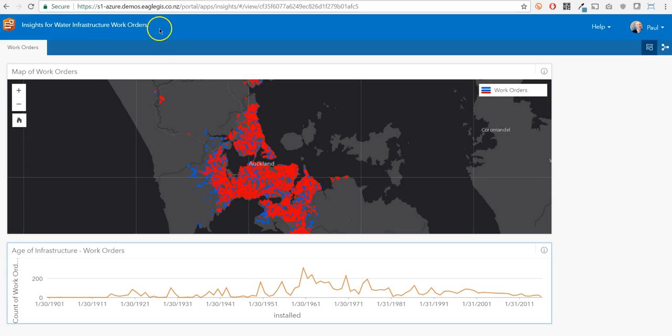With Insights for ArcGIS, you can quickly discover the secret your data holds, but more importantly, you can share it. You can visualize, analyze, and tell your story like never before.